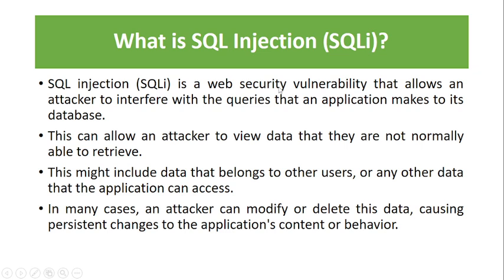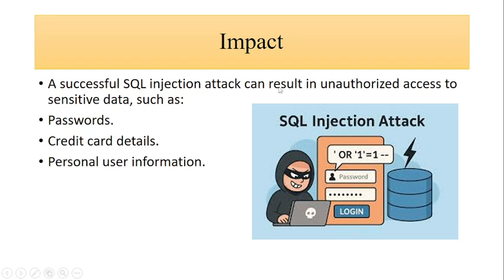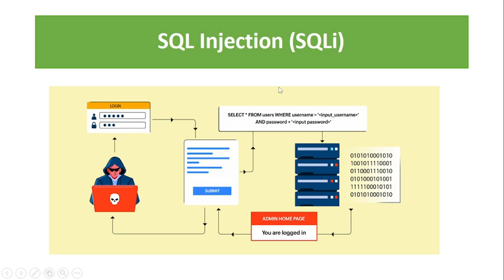So the attacker can view the data, and they can also modify the contents of that information. Whenever a SQL injection attack happens, an unauthorized user gets access to sensitive information such as passwords, credit card details, personal user information, and so on. So how does this attack happen?